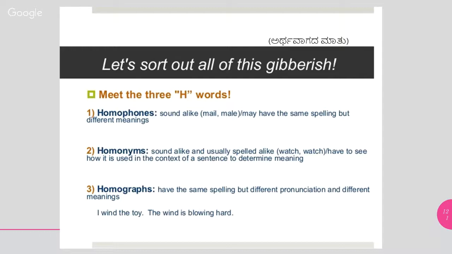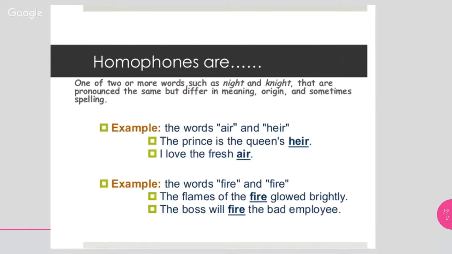I wind the toy. The wind is blowing hard. Homophones are one of two or more words, such as night and knight, that are pronounced the same but differ in meaning, origin, and sometimes spelling. The words heir and air. The prince is the queen's heir. H-E-I-R. A-I-R is air. I love the fresh air.